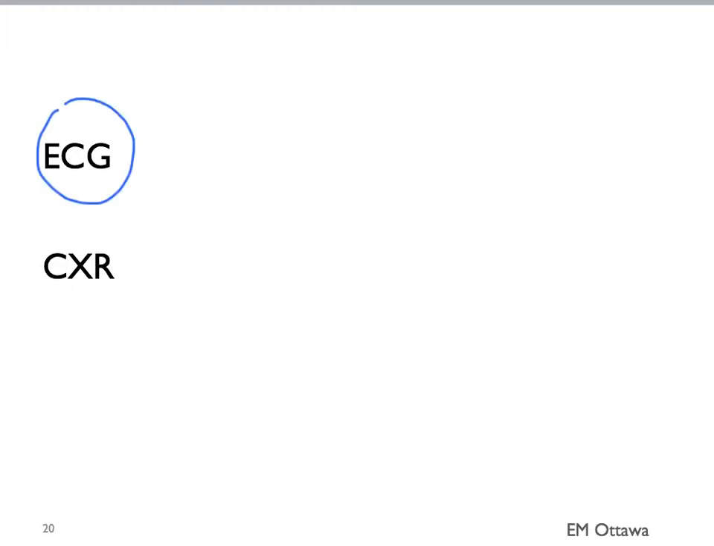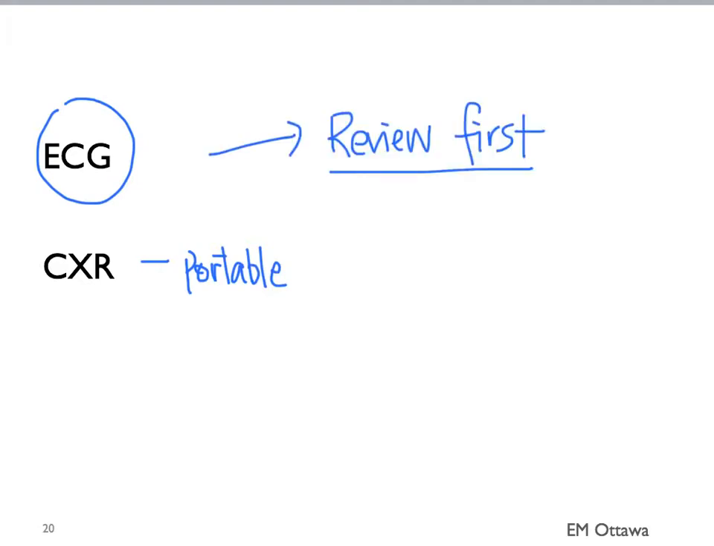A chest x-ray should also be ordered, and if the patient is unstable, the patient can have a portable chest x-ray. You'll want to review the ECG with your staff as soon as possible. Once you make sure the patient is stable and the ECG looks normal, then you want to talk to them about the history to find out more about the chest pain.